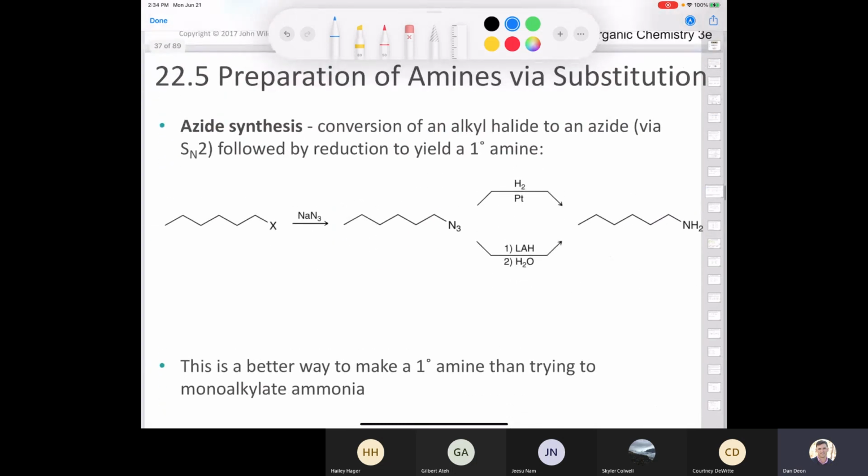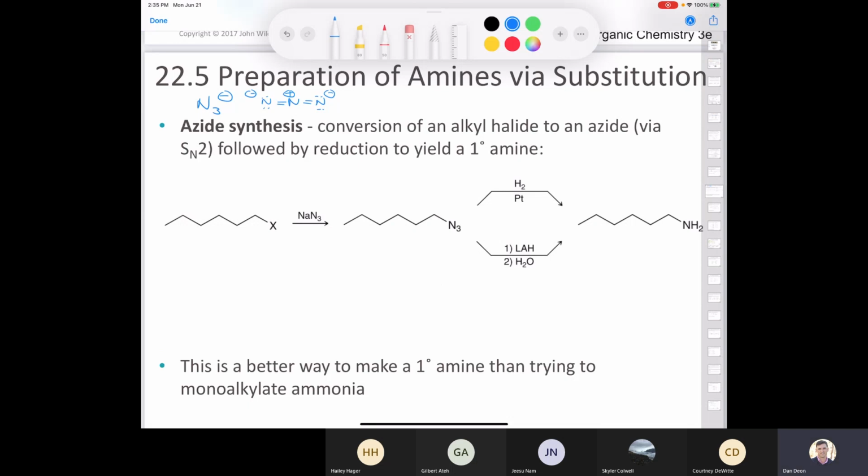Well, there's another synthesis that we can use, which uses another substitution besides using cyanide, and that's to use azide. So azide is N3 minus. Okay, so this is an azide ion, and you can take a look at the Lewis structure of an azide, which looks something like this, where you have a negative charge here and here, and then you have a positive charge like that. So the azide can also act as a nucleophile. It says here, azide synthesis, conversion of an alkyl halide to an azide via an SN2 followed by reduction to yield a primary amine.